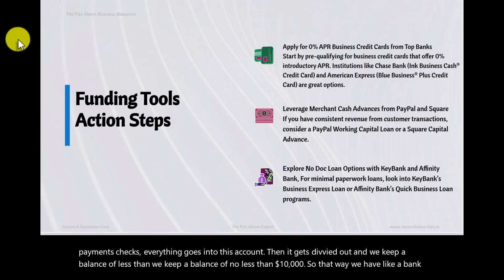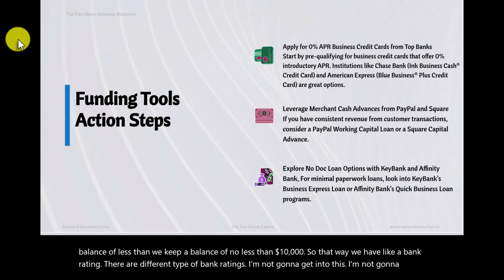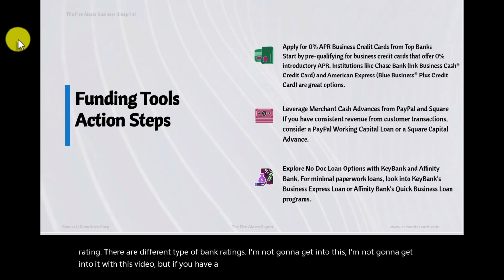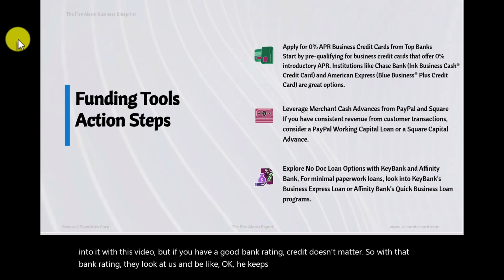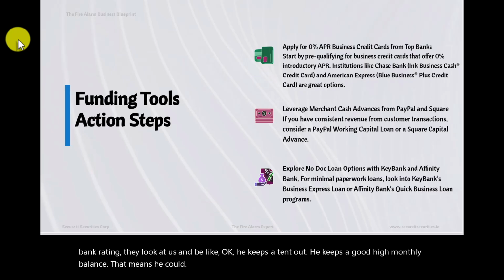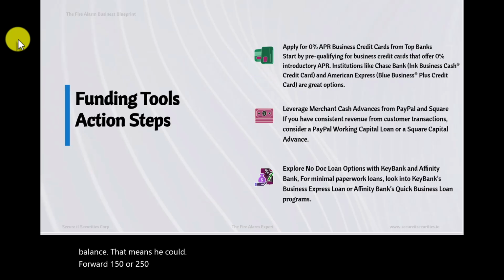There are different type of bank ratings. I'm not going to get into it with this video, but if you have a good bank rating, credit doesn't matter. So with that bank rating, they look at us and be like, okay, he keeps a good high monthly balance. That means he could afford $150,000 or $250,000 based on what he saves per month. And that's how they can get you a no doc loan.